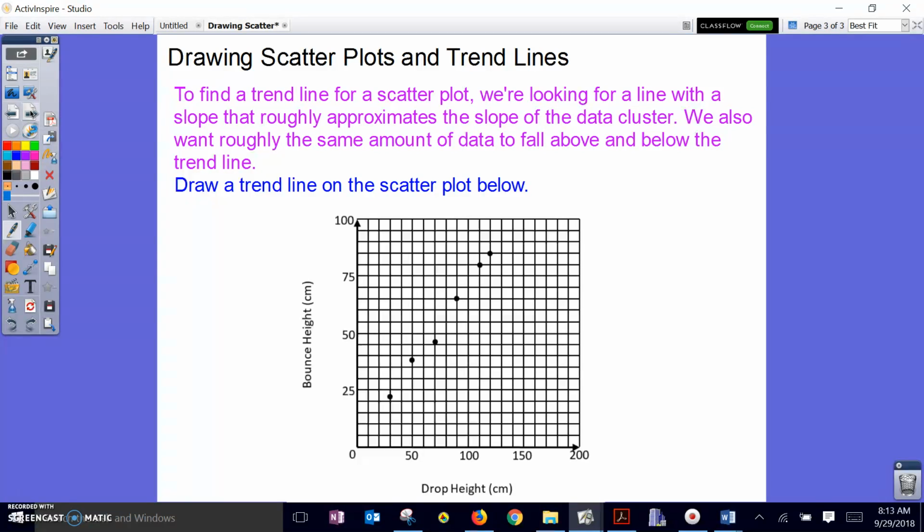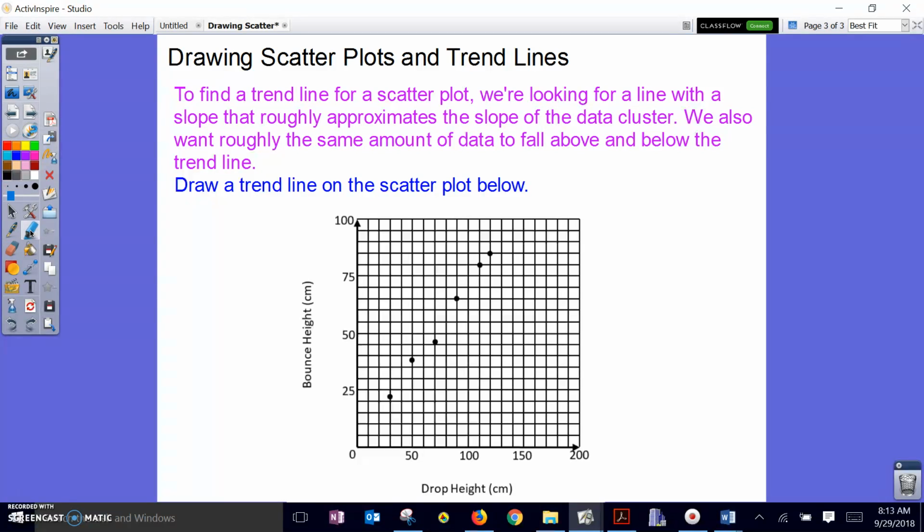These points aren't all going to fall on a line. So when we look at this, we call it a cluster because the points are just kind of scattered in a general area. The other thing we want to have with our trend line is we want roughly the same amount of data to fall above and below the trend line.